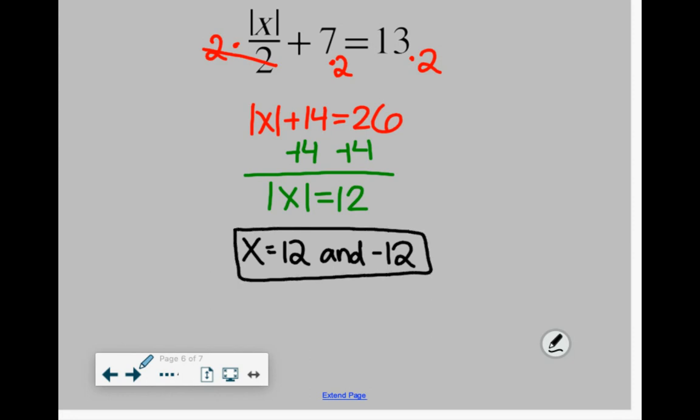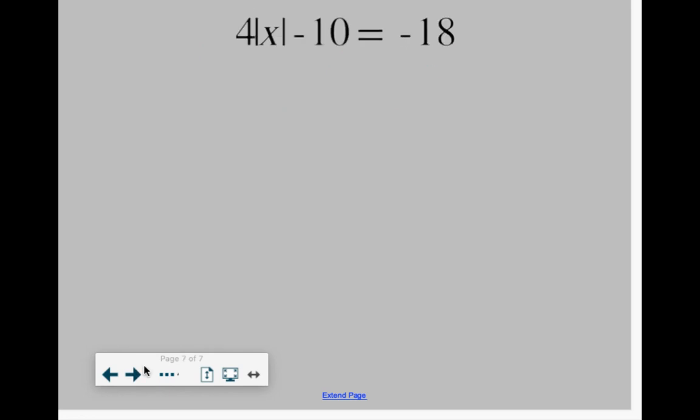12. Sometimes people ask me, is it 12 and negative 12 or 12 or negative 12? I don't care. It can be either one. Some people get upset when we say 12 and negative 12 because you can't be both at the same time. Semantics. Okay. Last one. I'm going to add the 10 first.